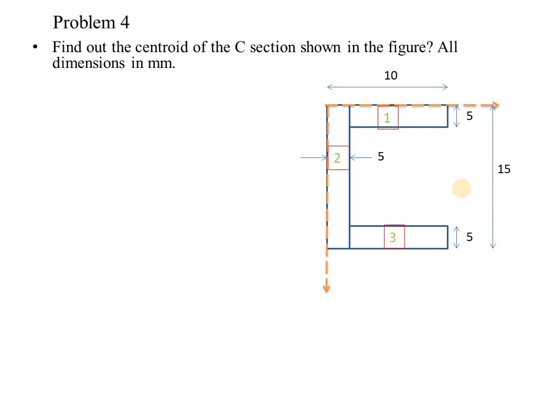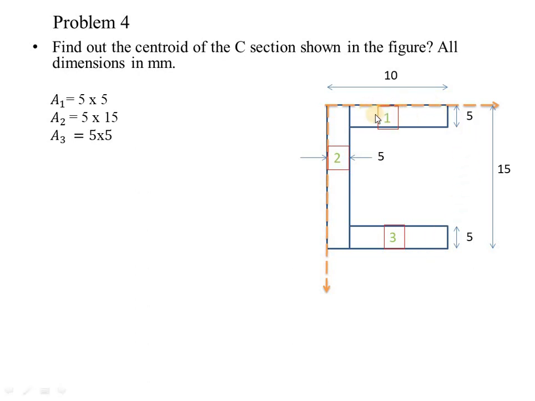Okay. So, for the first section, A1 is equal to 5 into 5. That is, here the thickness is 5, so this remaining length will be 10 minus 5 equal to 5. So, A1 is equal to 5 into 5. A2 is equal to 15 into 5. And A3 is equal to 5 into 5. Clear?